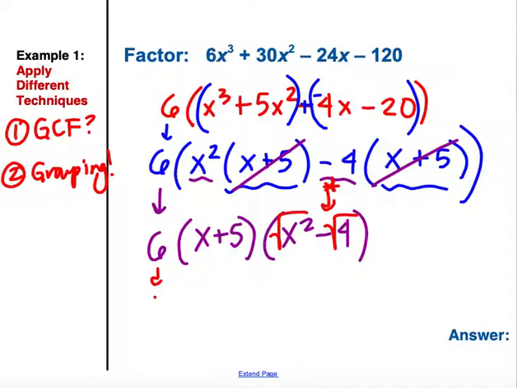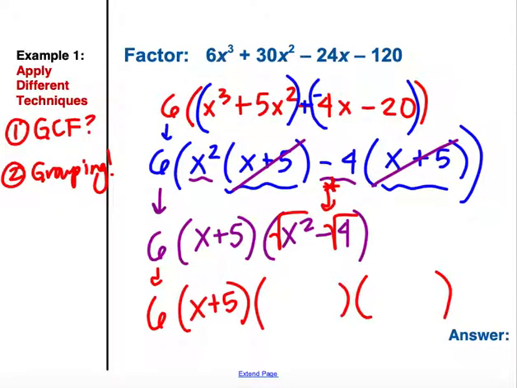We're going to keep the 6. We're going to keep the x plus 5. And then the factored form of that difference of two squares would be x plus 2 times x minus 2. Now I think we got it. We factored that all the way.